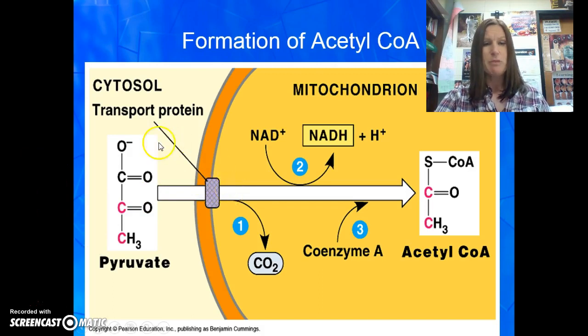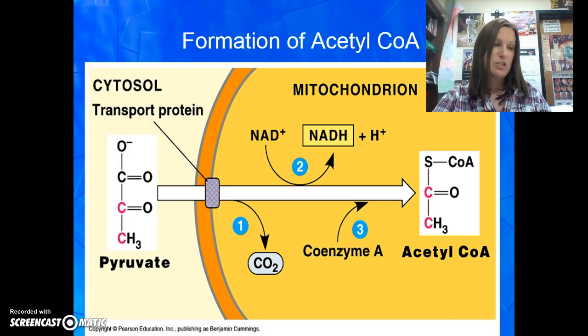Now the first thing that's going to happen is check out this carboxyl group here. You see that COO guy? Well, he has already been oxidized. He has very, very little energy left. So the first thing that's going to happen is that carboxyl group is going to be released as carbon dioxide. So we see CO2 coming off. The next thing that's going to happen is NAD is going to come in, and it is going to become reduced, grab some electrons, and form NADH.